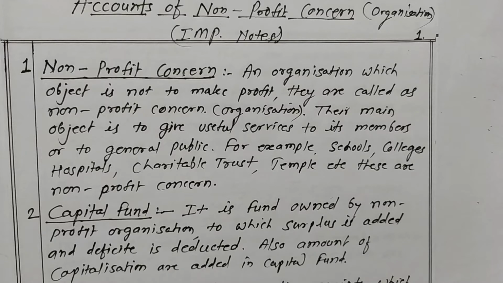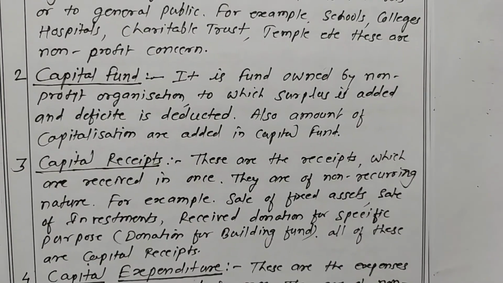Now, capital fund. It is a fund owned by the non-profit organization, in which surplus is added and deficit is deducted. Also, amounts of capitalization are added to the capital fund. Now, what are capital receipts? Capital receipts are receipts which are received once. They are of a non-recurring nature. For example, sale of fixed assets, sale of investment, donation received for specific purposes, for example, donation for building fund. All of these are capital receipts.